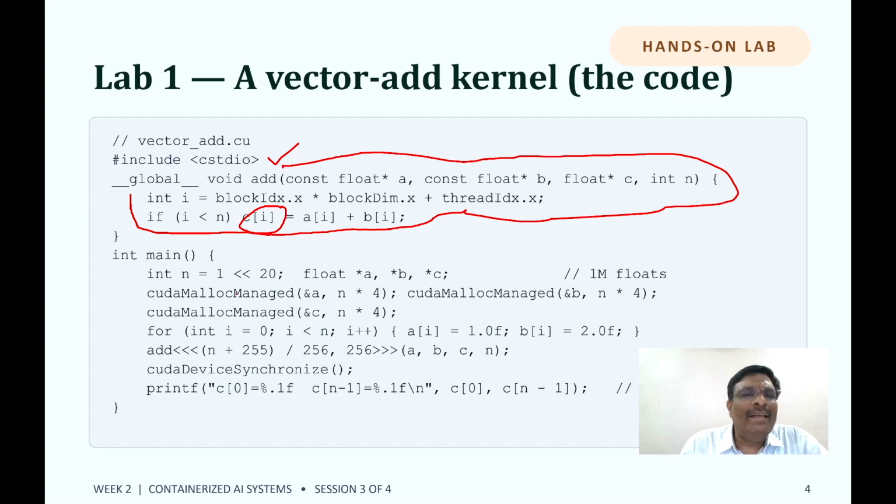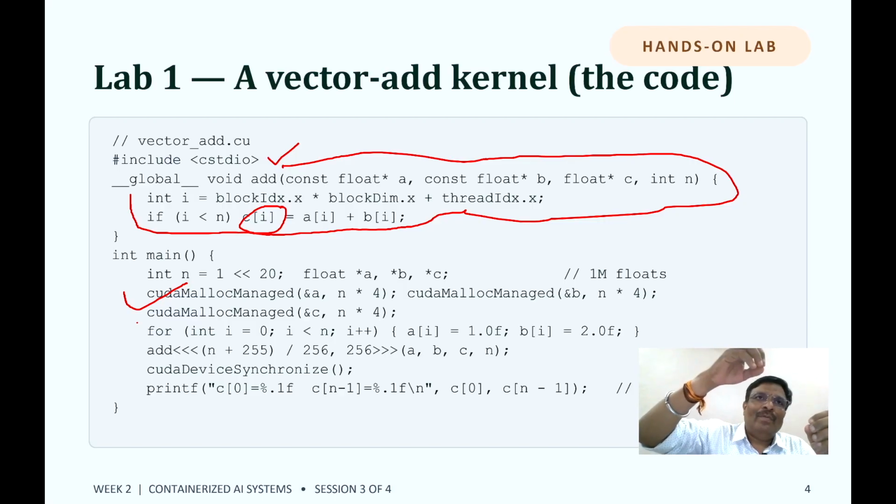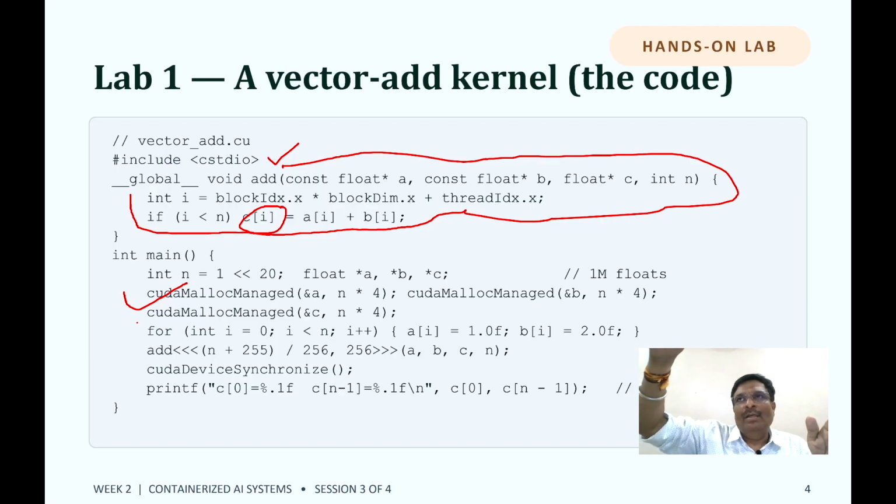The basic idea here is we are using cudaMallocManaged. That basically means I am not explicitly copying the content from my host to my GPU. Otherwise I would have to write cudaMemcpy from host to device, and then back from device to host for the result. Now we are using cudaMallocManaged for A, B, and C. We are talking of 1 million floats here.